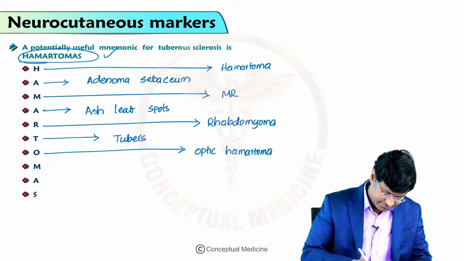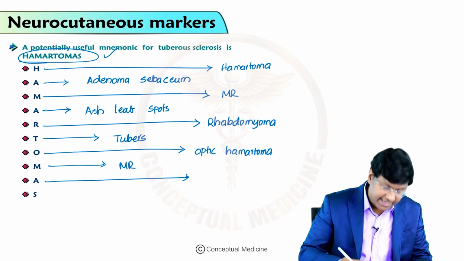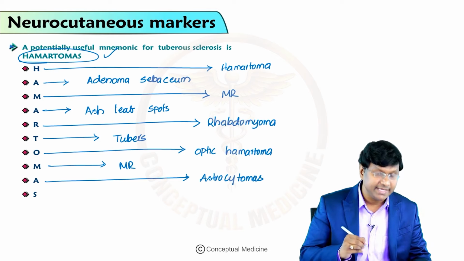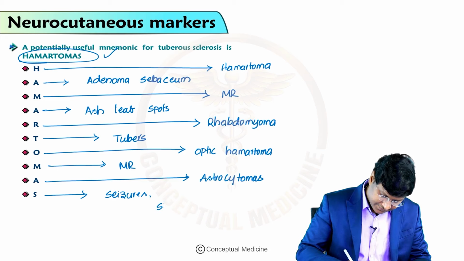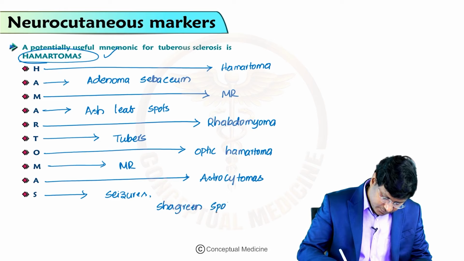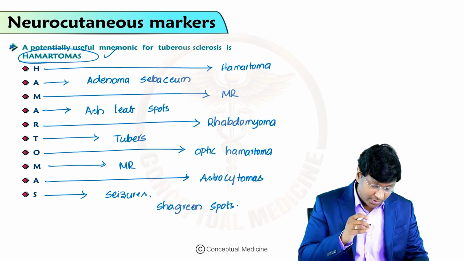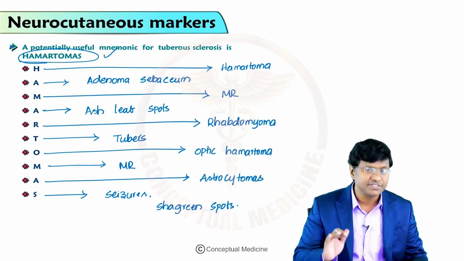right. The word M will be mitral regurgitation, and the word A will be astrocytomas, and the word S will be seizures or shagreen spots. Right, so these are your hamartomas. Out of which, a hamartoma is a tumor originating from the skin, which I will be discussing.